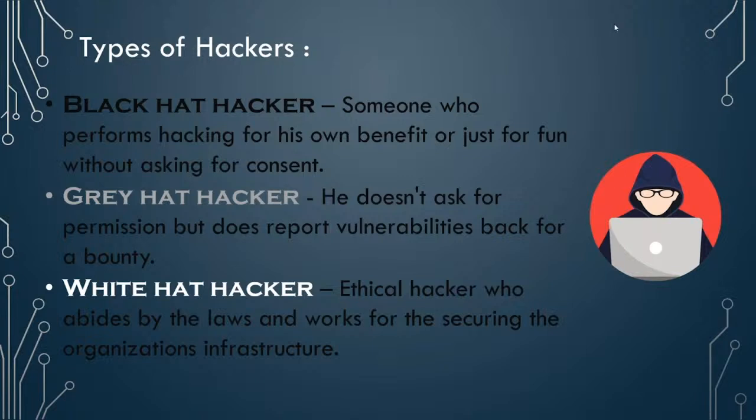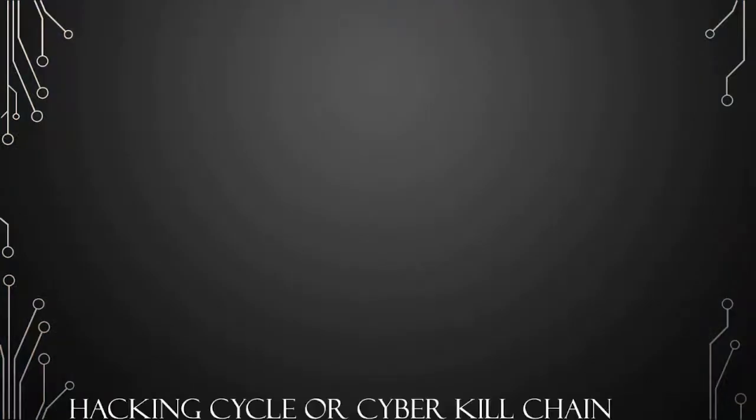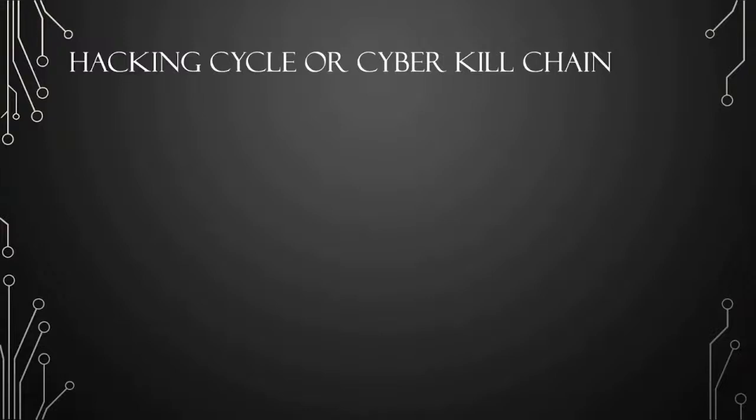Now all these three types of hackers, whether we take black hat hackers, gray hat hackers, or white hat hackers, they perform hacking or ethical hacking in a certain number of steps. They follow a systematic procedure. That systematic procedure is known in simple terms as the hacking cycle or cyber kill chain. Various organizations categorize these steps into various numbers, but if I had to summarize, there are 5 important steps in the hacking cycle or cyber kill chain.